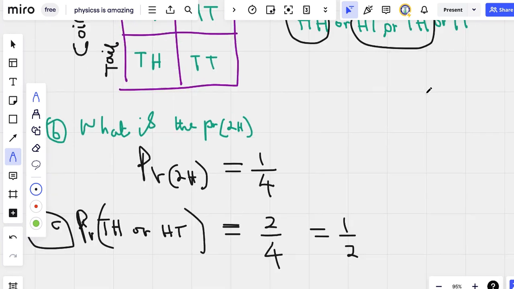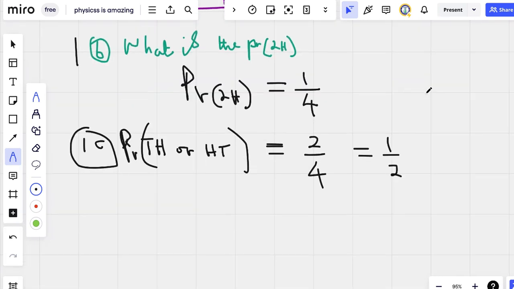Another question you can ask is, what's the probability of getting at least 1 head? Okay, D. So let's include question 1D. What's the probability of getting at least 1 head? Question 1D. What is the probability of at least 1 head? At least 1 head.